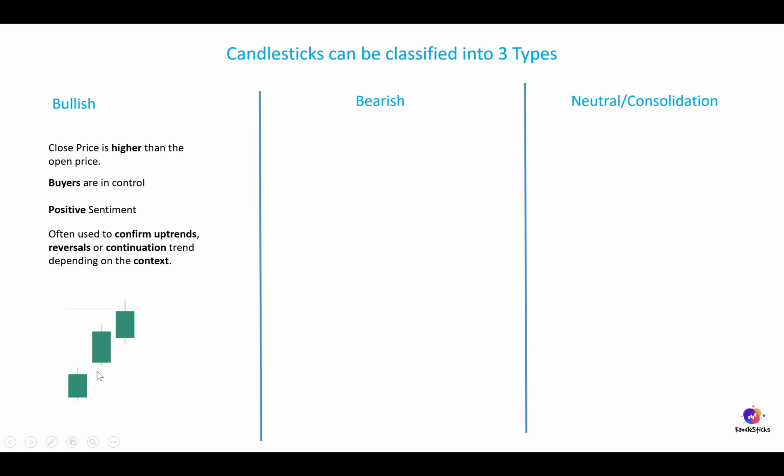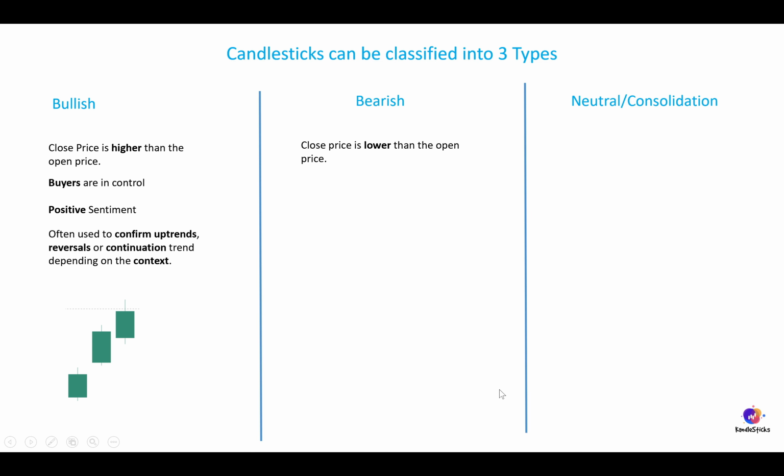And here is a classic example of three back-to-back bullish candles. You see the body close is higher than the open, and then you see the wicks, and the prices continue to move up, which is the uptrend.